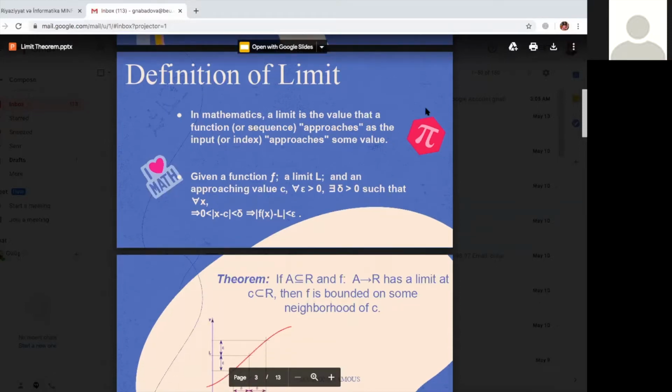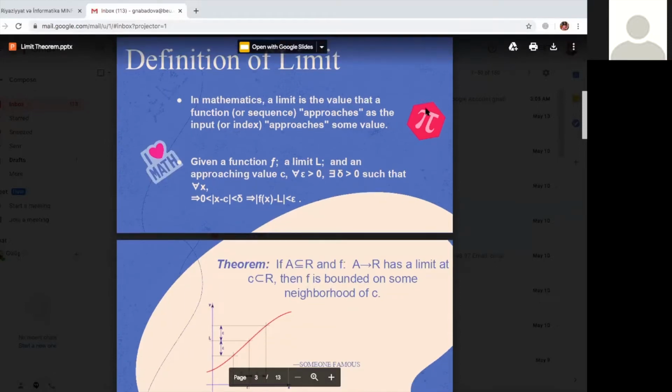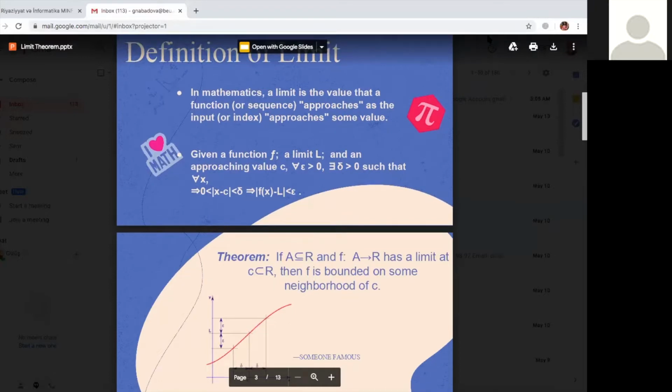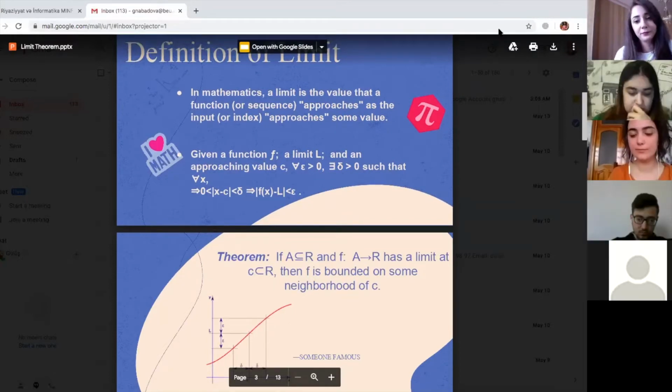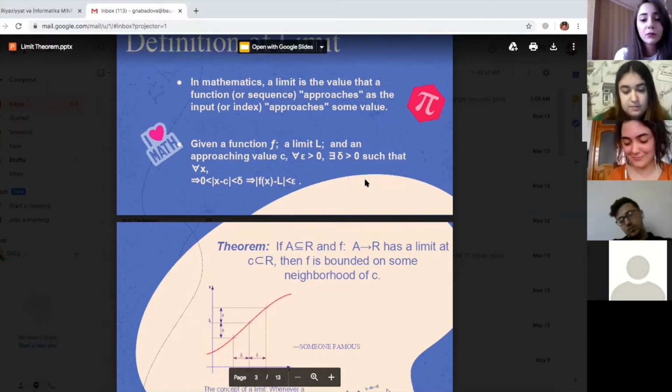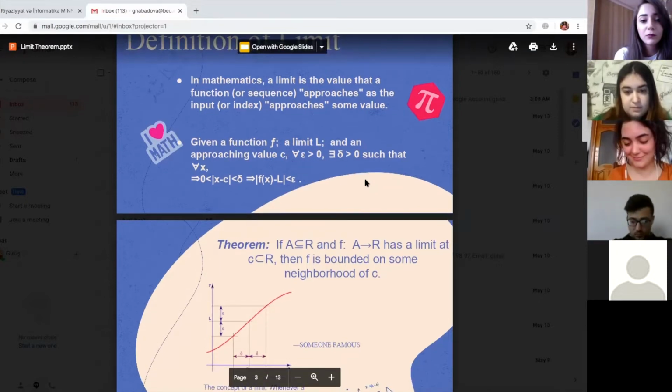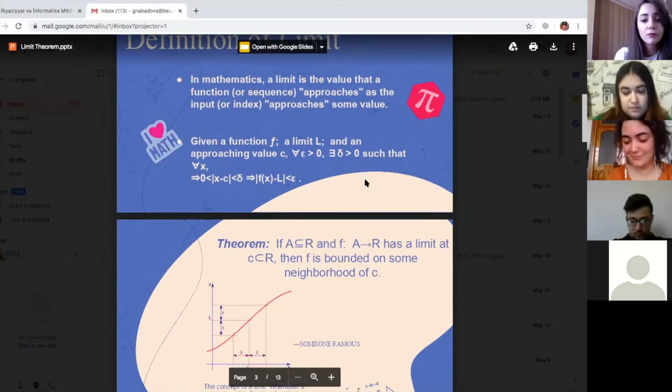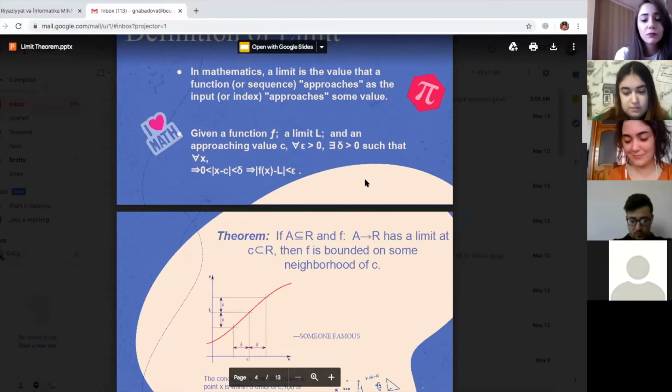What is a limit? We are talking about limits and we don't know what a limit is. In math, a limit is the value that a function approaches as the input approaches some value. Imagine that there is one function and it is always approaching some value. This is a limit in a basic way.